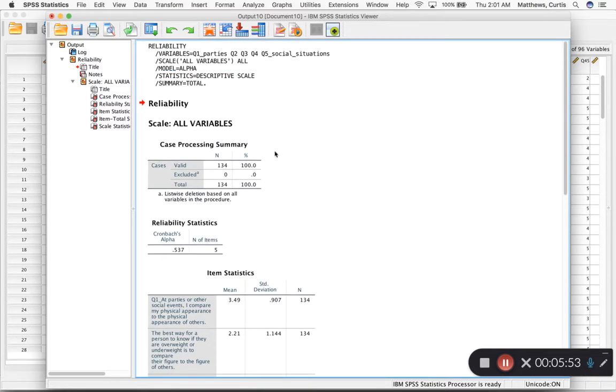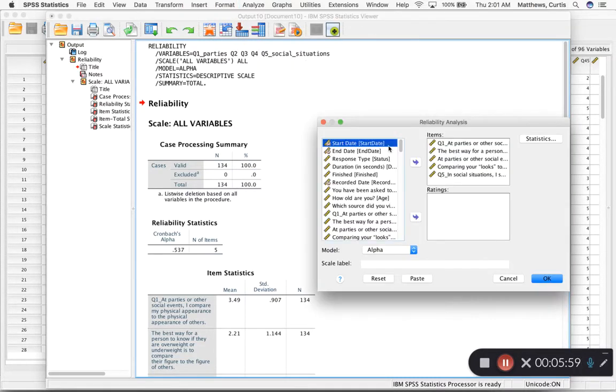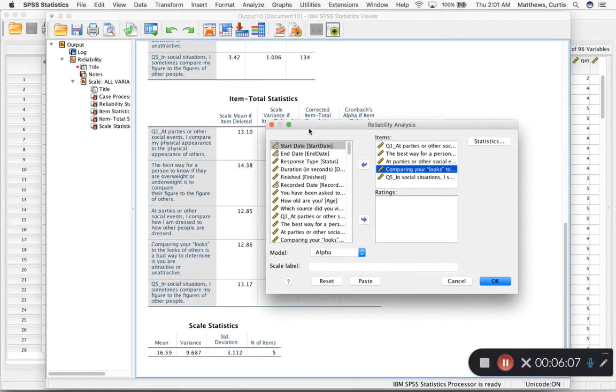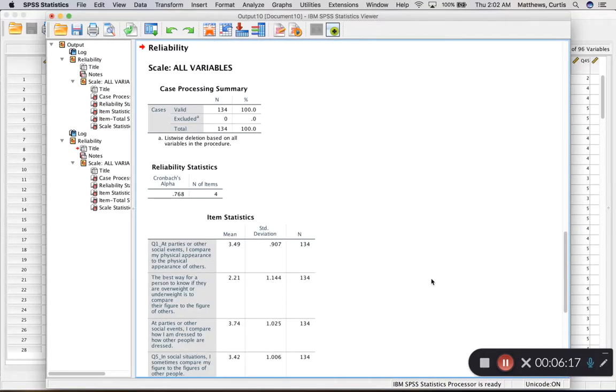So I'm going to hang on to this output, but I'm going to come back in here and go back to analyze scale reliability analysis. Comparing your looks, that was the one that it told me to get rid of. This one that was the second from the bottom, comparing your looks, yep. Let's get rid of it from the equation. So we're just leaving these 5, and we're getting rid of that one. Click OK. And now, yep, my scale went up.